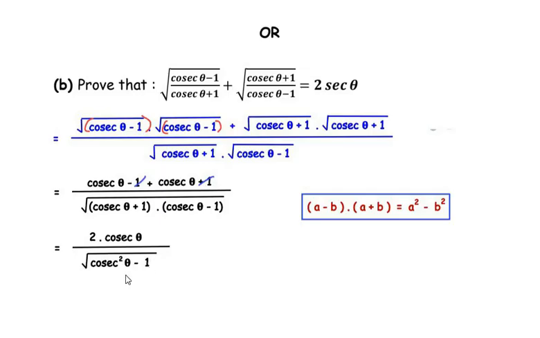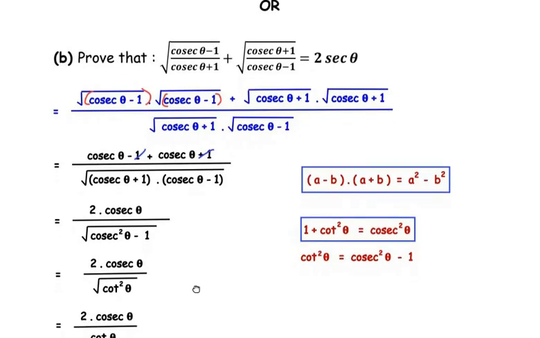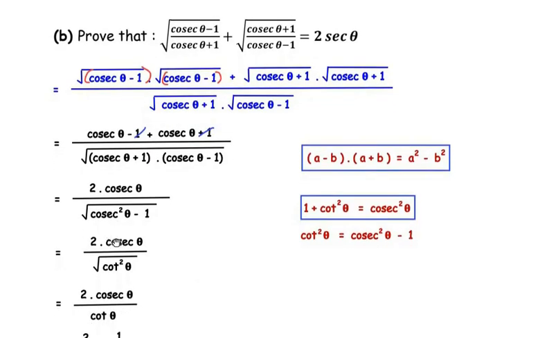Now cosec square theta minus 1 comes from a trigonometric identity, which is 1 plus cot square theta is equal to cosec square theta. So if we take 1 on the other side of the equal to sign, we get cosec square theta minus 1, which will be equal to cot square theta. So here in the denominator, in place of cosec square theta minus 1, we have written cot square theta. Now in the next step, we have simplified it further. So the numerator stays the same, that is 2 times cosec theta over square root of a square term, the square root and the square disappear, giving us cot theta.